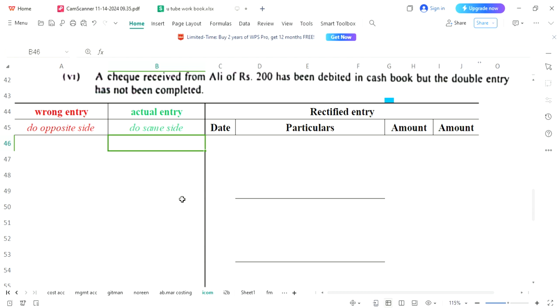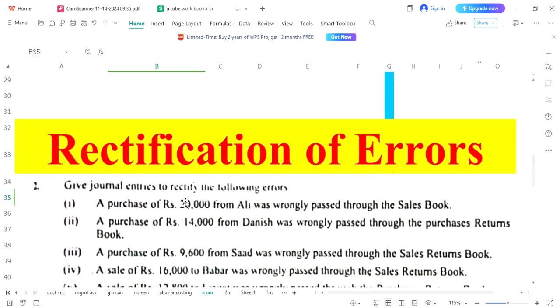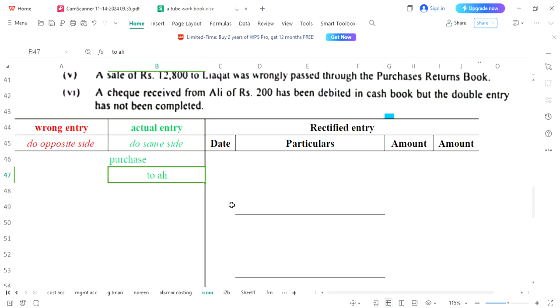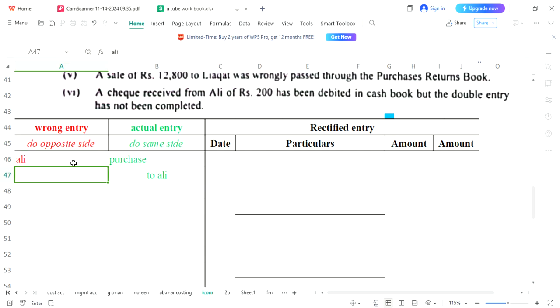Actual entry was to write purchase to Ali. But what mistake have we done? Wrongly passed through sale book. Please underline this word book. Book means both debit and credit were in mistake. So instead of writing it as purchase, we have written as sale. What entry of sale? Ali to sales. So this is a kind of mistake where both entries are wrong.